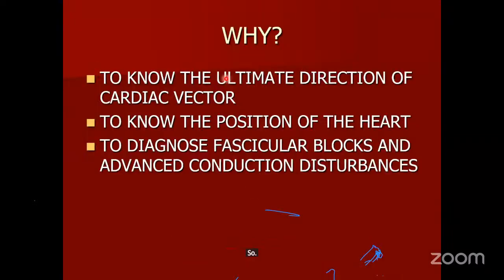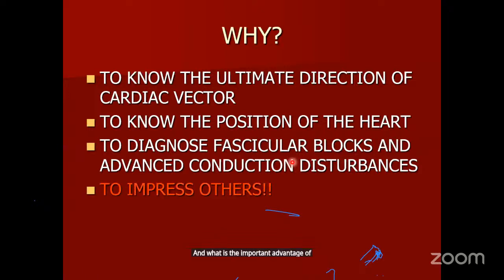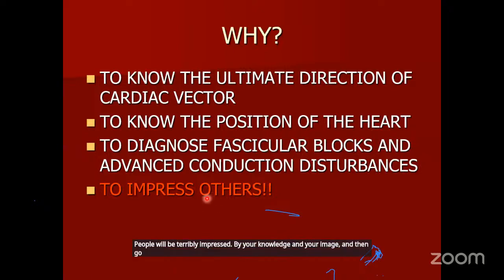First of all, we calculate electrical axis to know in which direction my ventricular depolarization is traveling and what the position of the heart is, whether it's horizontal or vertical. To diagnose fascicular blocks, it is very, very important, because in addition to bundle branch block, if you have a fascicular block, it means advanced conduction system disease, and because of that, you can have a complete heart block or stroke attack. And an important advantage of knowing axis is to impress others. For example, you take an ECG and say within a second it is 0 degrees and throw away the ECG. People will be terribly impressed by your knowledge, and your image in their eyes goes beyond a particular height.